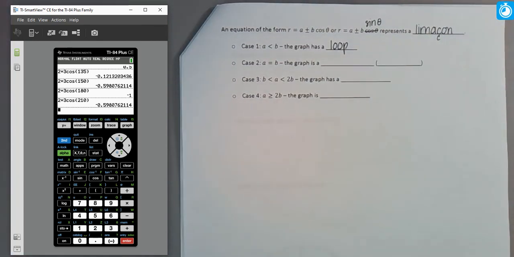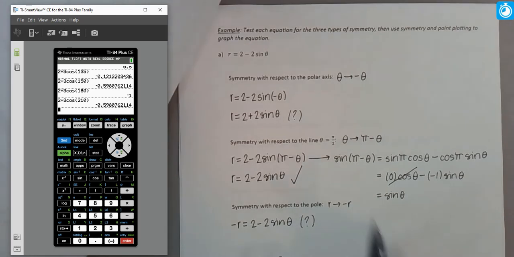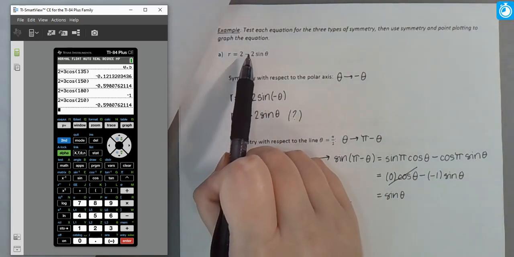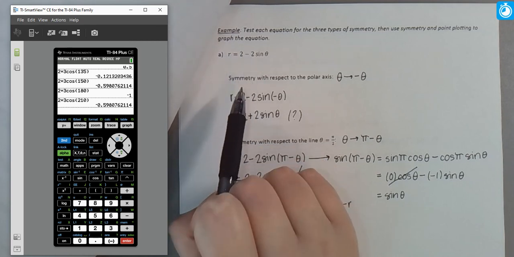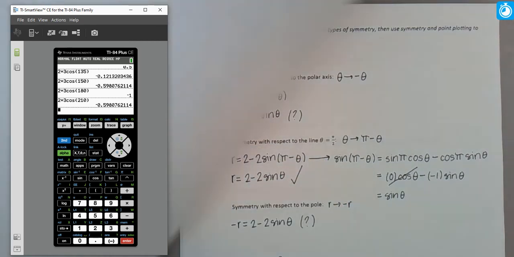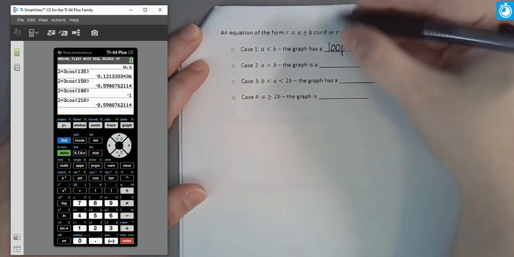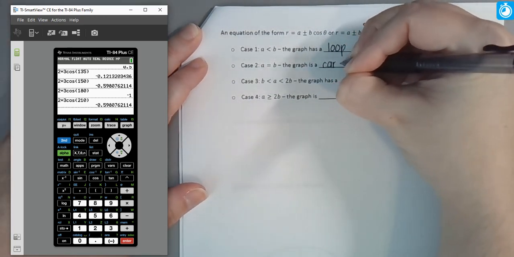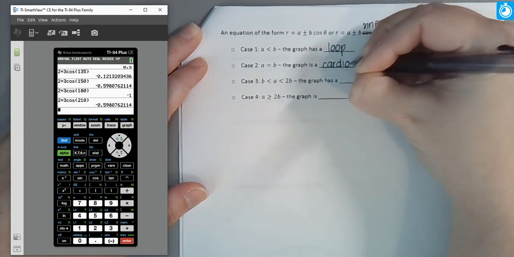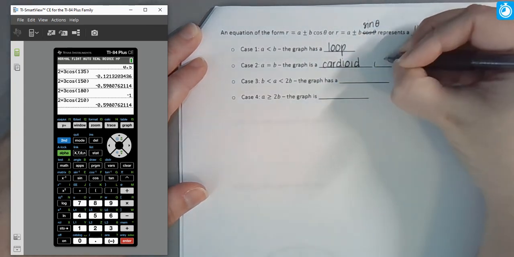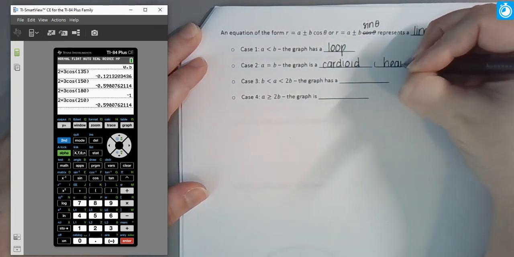Now, if they are equal, that's what happened with our previous one. We don't think of the negative as going with the 2. Think of it just as positive 2 minus another positive 2, so A and B would be the same. If that's the case, the graph is a cardioid. In other words, it's a heart, but it looks like a lima bean.